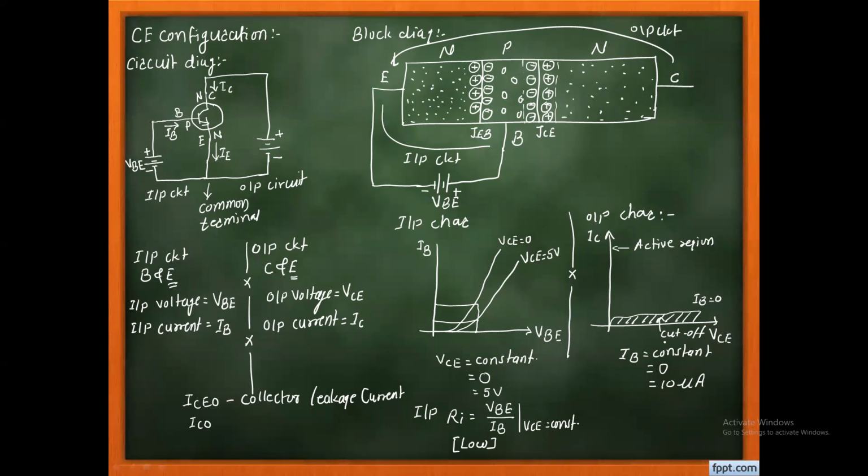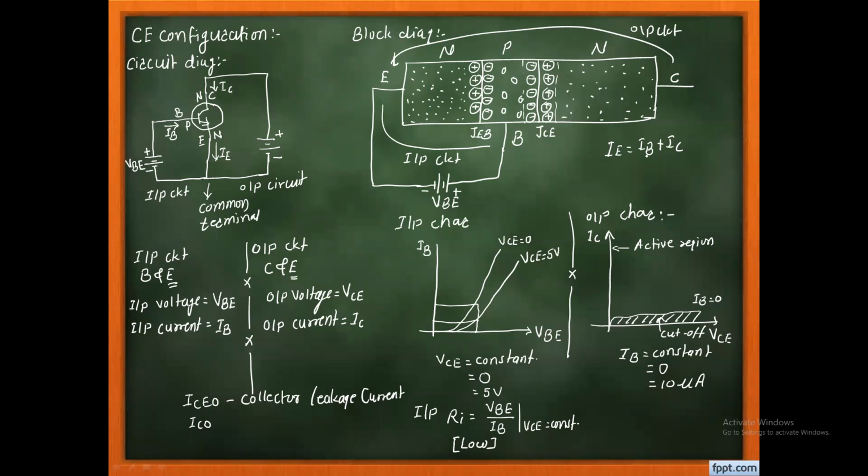And in that active region, when the base current is 10 microampere, as the base current is present, it means that the collector current will be reduced. Before that, the base current was 0. What is our equation for IE? IE is nothing but IB plus IC. Earlier we said IB is 0, which means emitter current is equal to collector current.